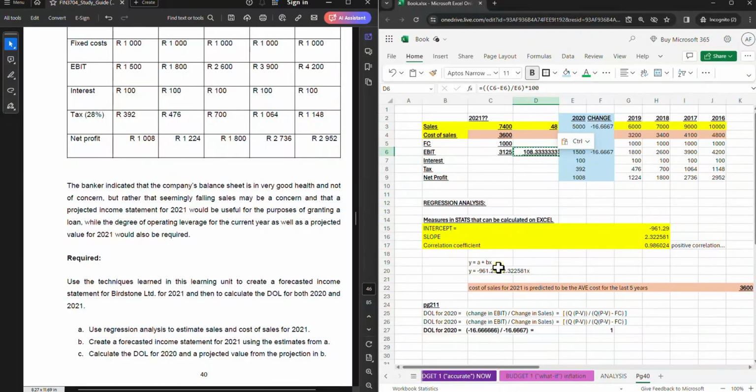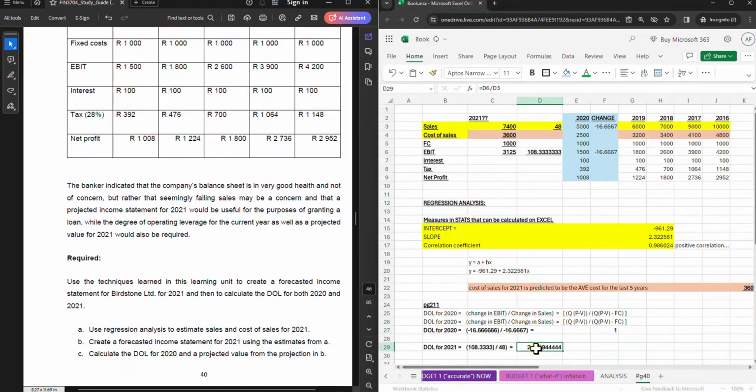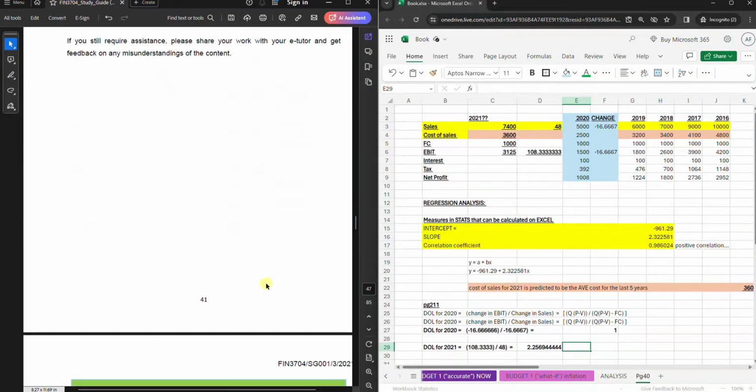All right, so change in EBIT, so this would be DRL for 2021, would be the change in EBIT, which was 108.333 divided by 48. So this figure divided by that figure. So degree of operating leverage expected for 2021 is a bit more, 2.25%, based on what we expect. Okay. Is that all right?